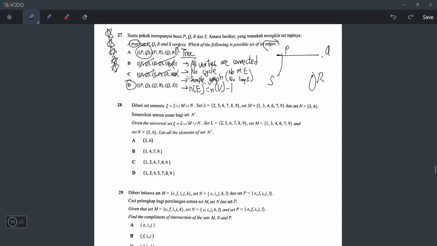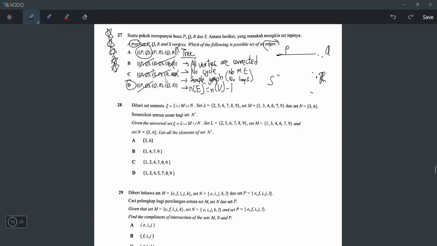Because I already said a tree must be a simple graph. So no loops, no multiple edges. Can you see this is a loop? So C is wrong. So the answer should be D. Okay, but let's check and see, is it true? Okay, what is D? P to Q. Okay, let's go. And then Q to R. Okay, this one actually.